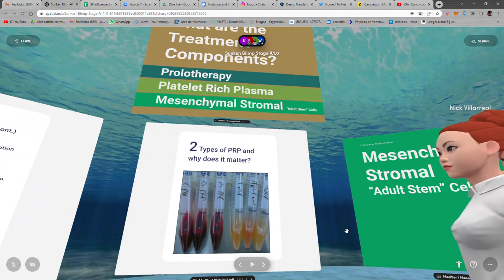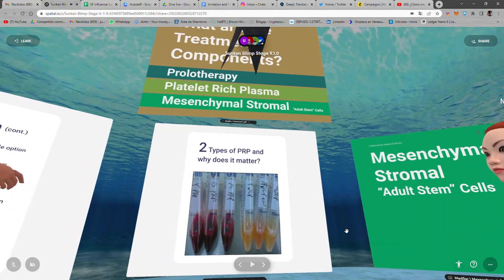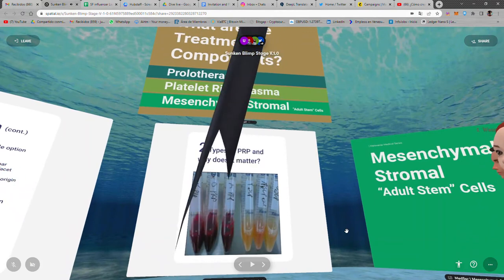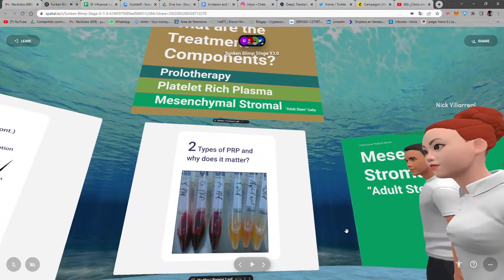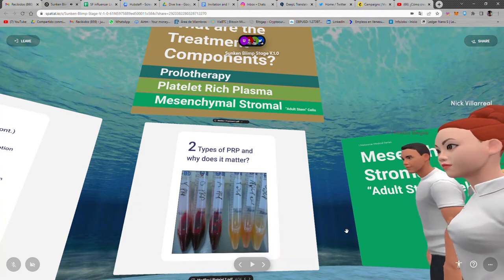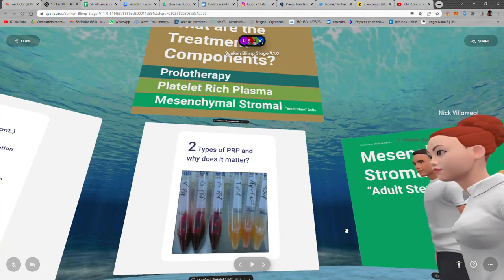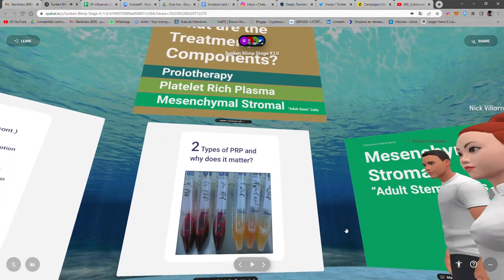On the other hand, leukocyte-rich plasma, this red stuff here, for some reason seems to be a lot more effective in treating tendinopathies and ligamentous tears. Something about those white blood cells being there and recruiting that kind of robust inflammatory response while those tissues are under some sort of tensile strength seems to produce a better response.